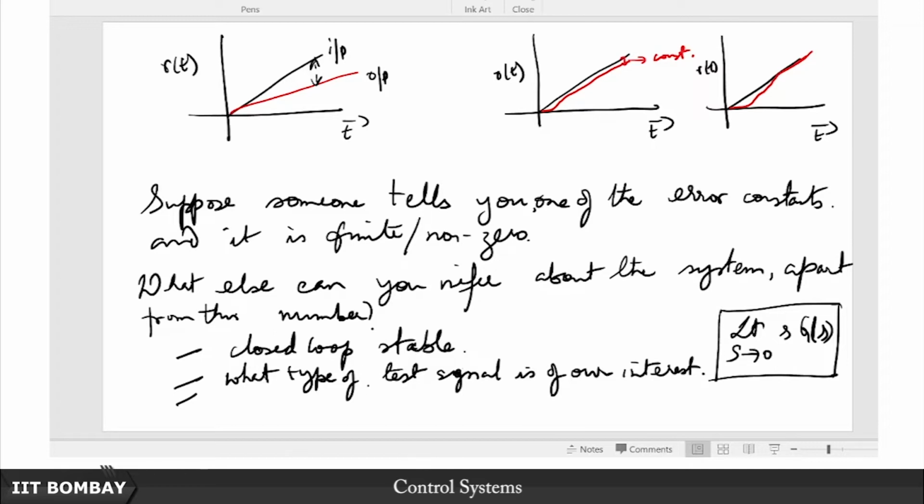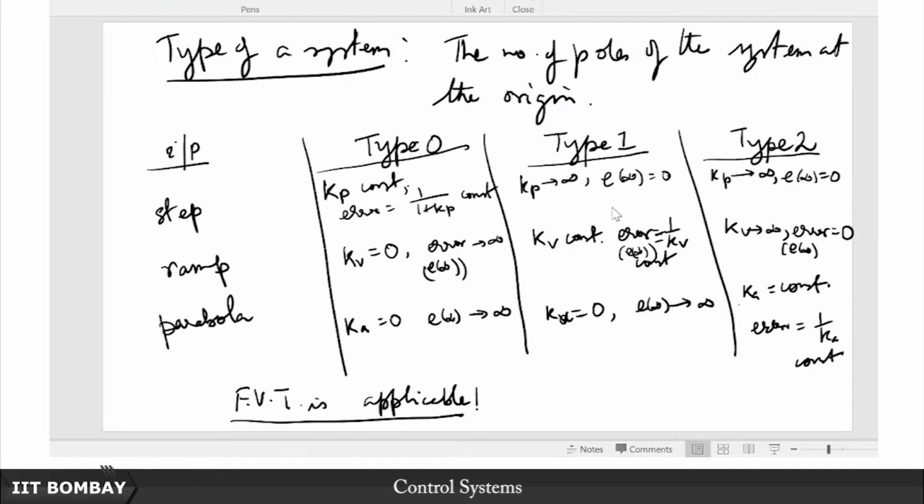Second thing is, obviously, that I immediately have information about what type of test signal the person has used to obtain the value of this Ka. The third thing, if it is finite and non-zero, again look at this table. If it is finite and non-zero, then it's a constant. Then it's either a step with a type 0, a ramp with a type 1, or a parabola with a type 2.